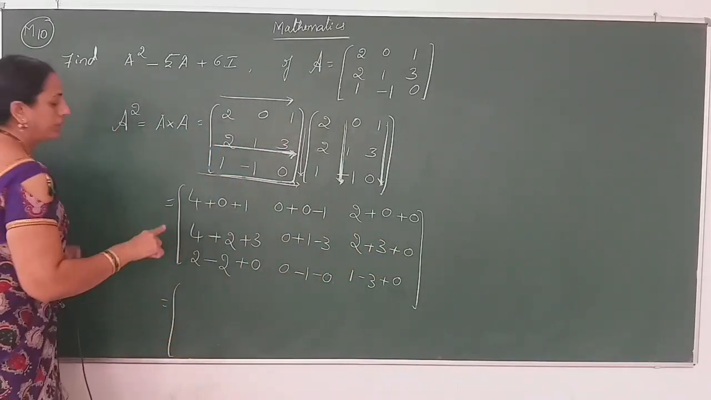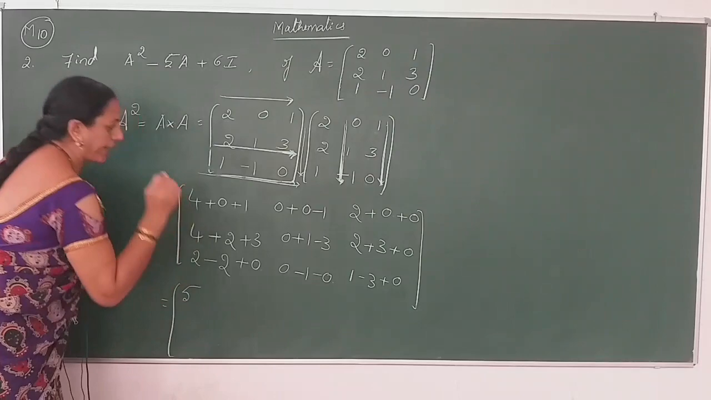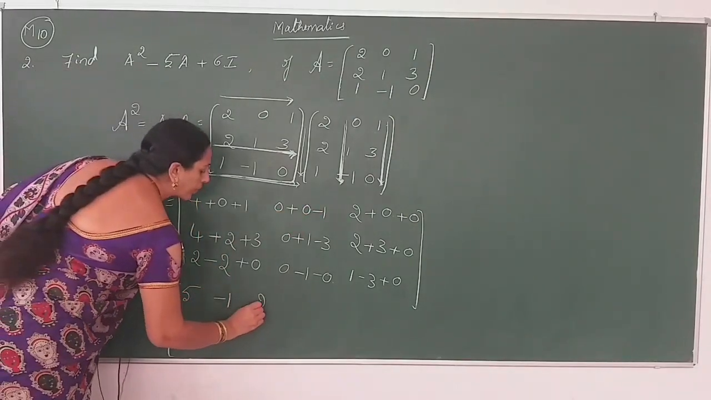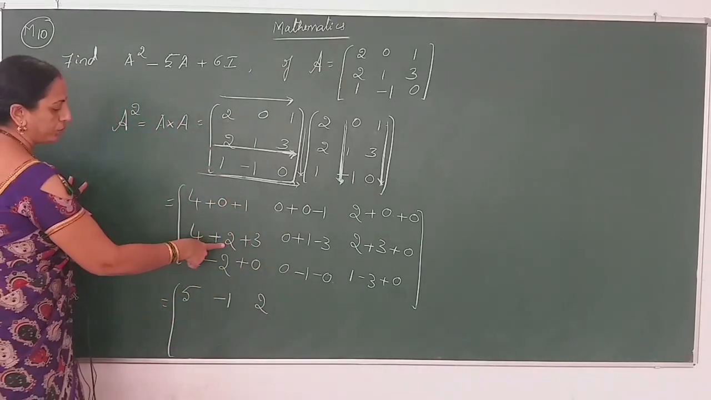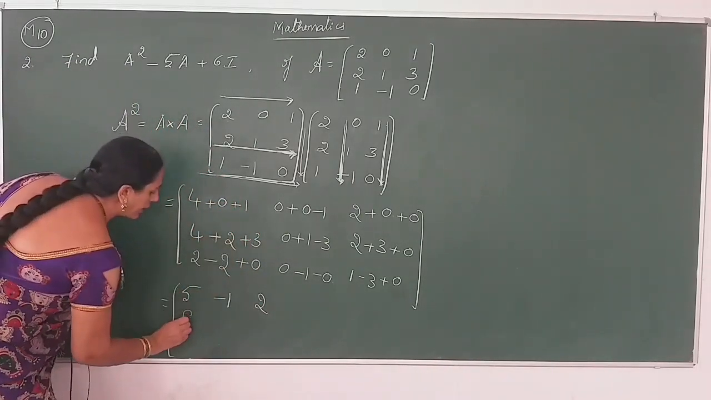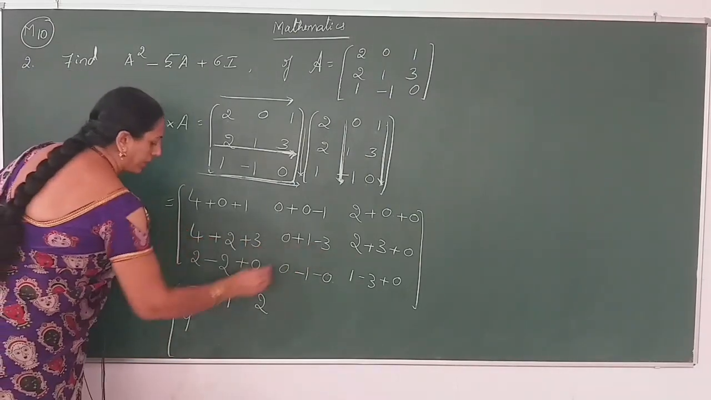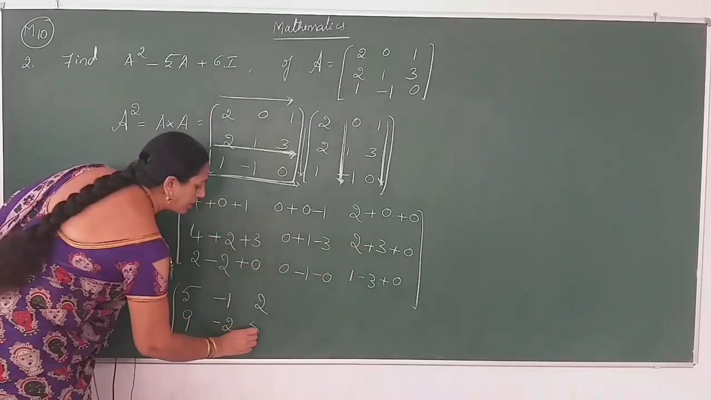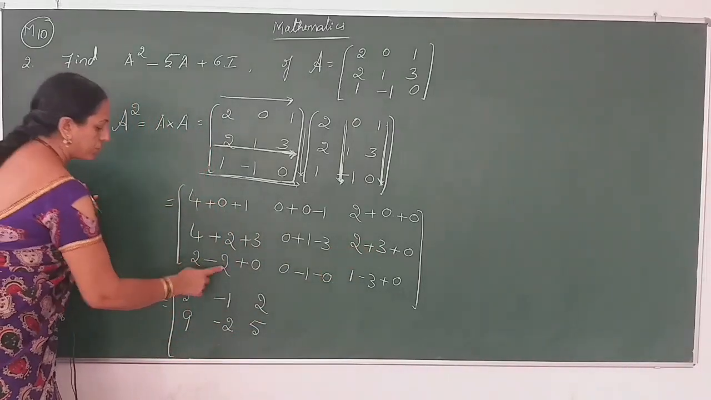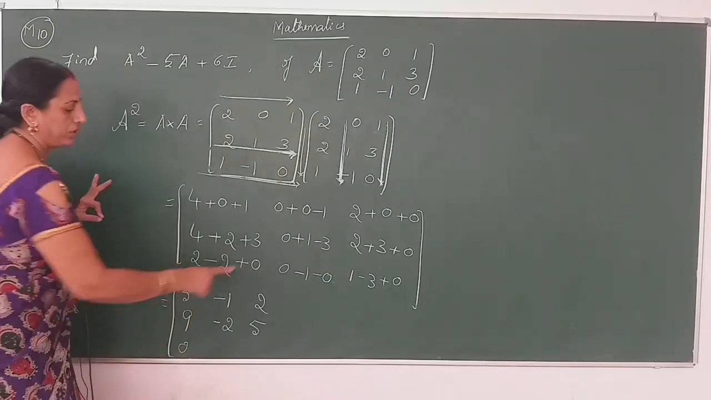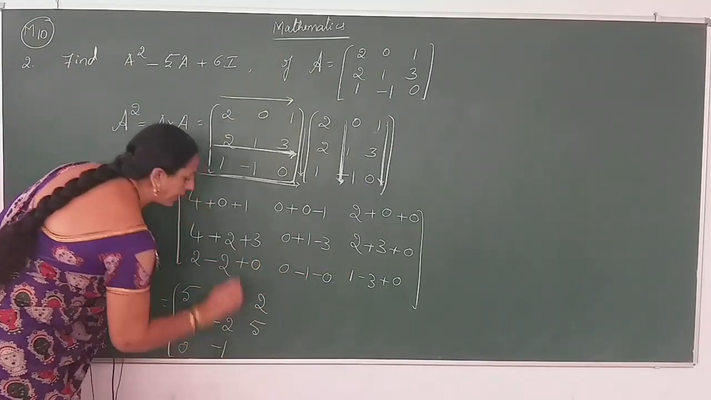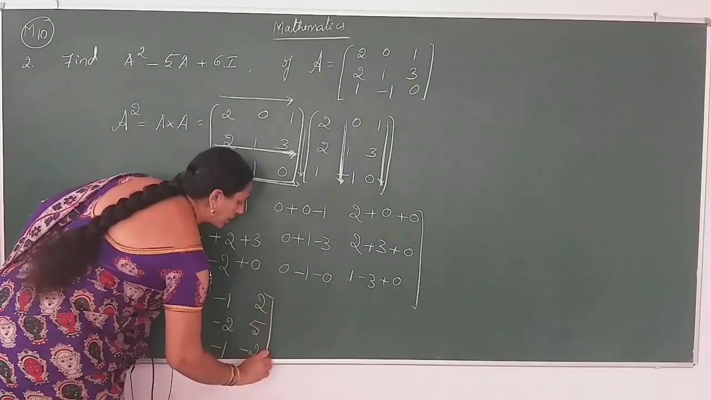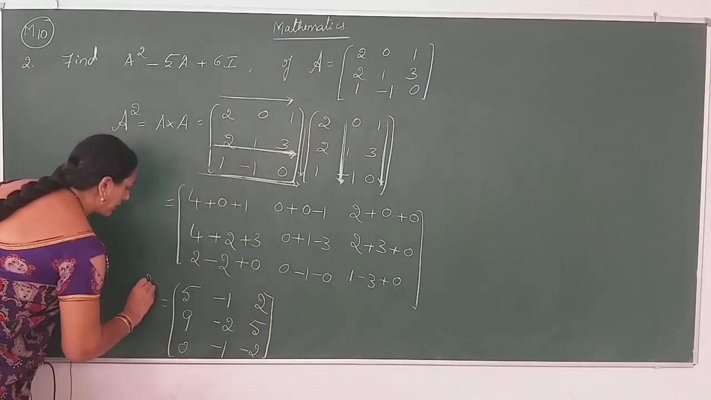Let's simplify. 4 plus 1 is 5, 0 plus minus 1 is minus 1, 2 plus 0 is 2, 2 plus 4 is 6, 6 plus 3 is 9, 1 minus 3 is minus 2, 2 plus 3 is 5, 2 minus 2 is 0, 0 minus 1 is minus 1, 1 minus 3 is minus 2. That is the solution of A square.